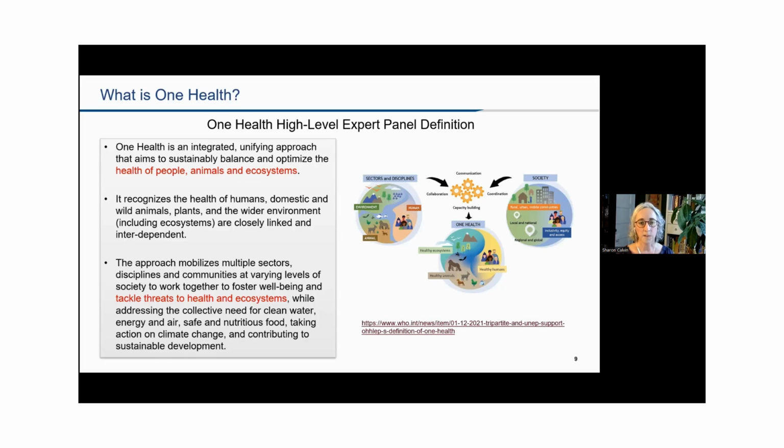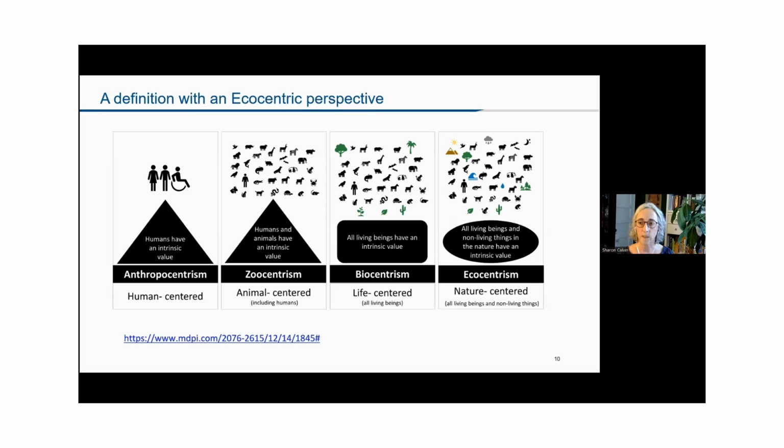And so they define One Health as an integrated, unifying approach that aims to sustainably balance and optimize the health of people, animals, and ecosystems. And they mention the need to tackle threats not only to health, but also to ecosystems. And so one of the important things about this definition is that it has an ecocentric perspective.